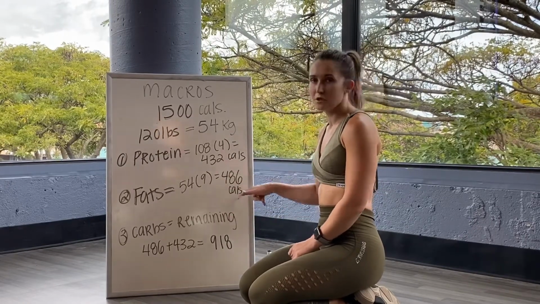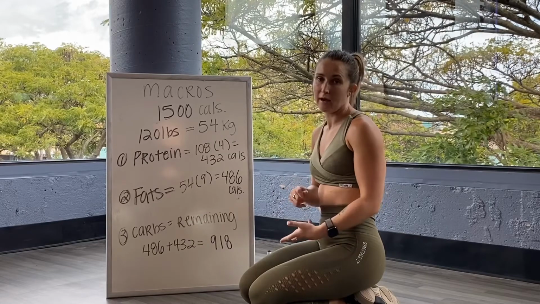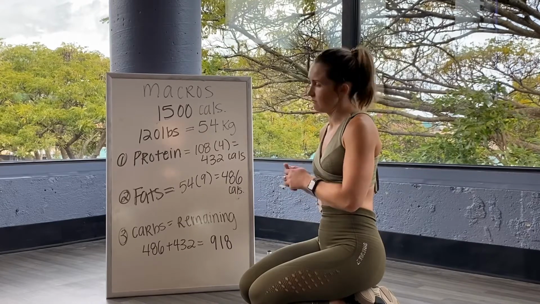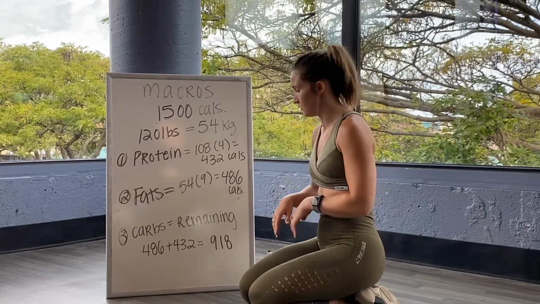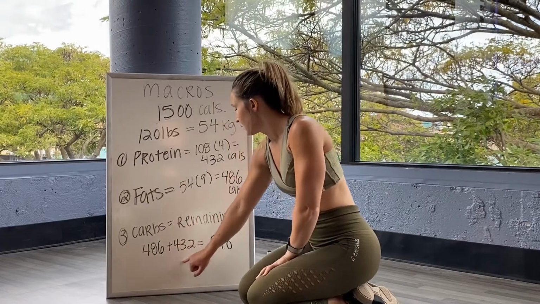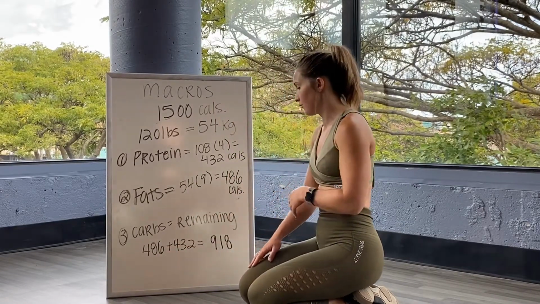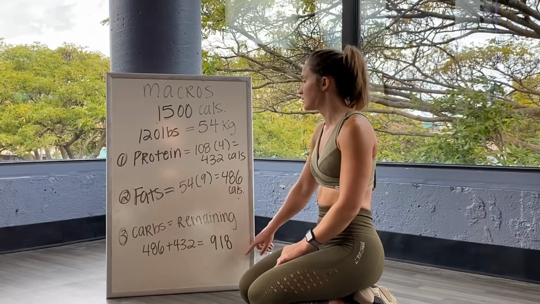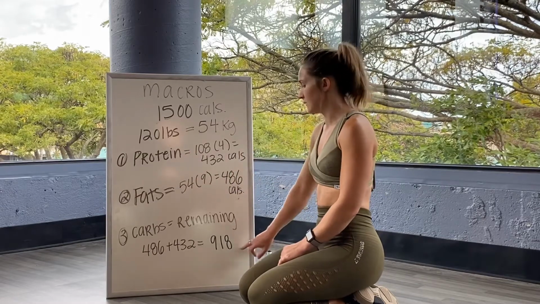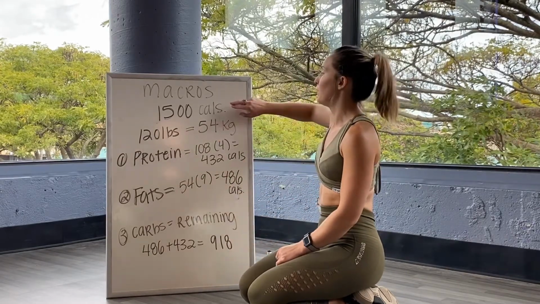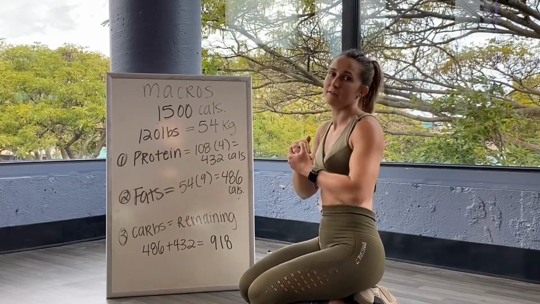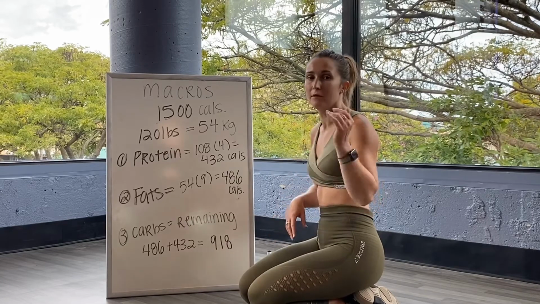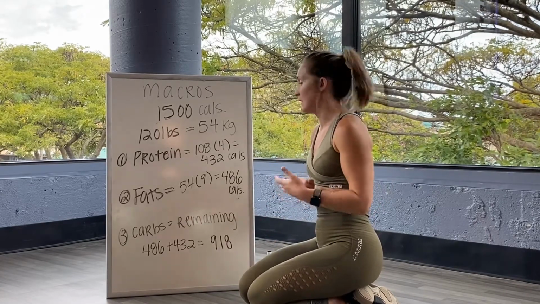Next, we're going to add these two numbers so we can get how many calories we have left after we subtract that from 1,500. So we have 486 plus 432 equals 918. This is how many calories come from our protein and fats. We take this number and subtract it from our 1,500 calories for our deficit, and we get 582 calories. That's how many we have left, so that's how many calories you can have in carbs.